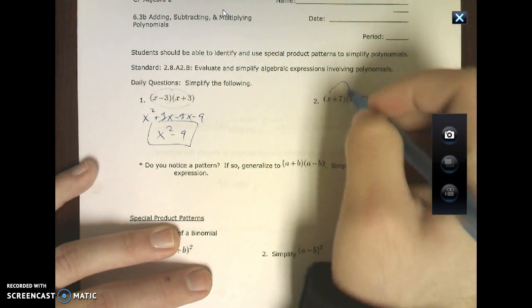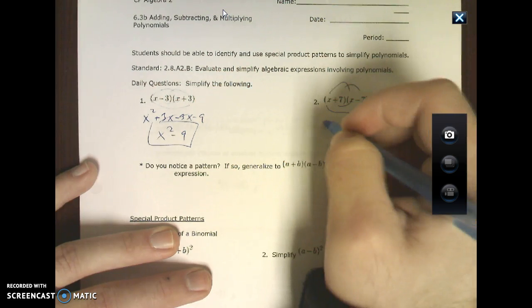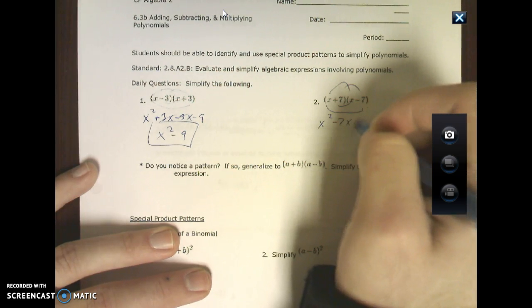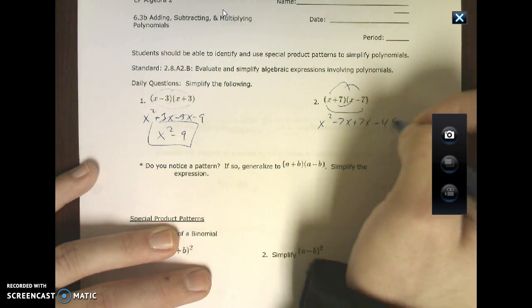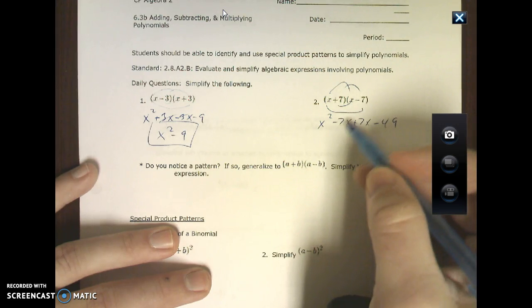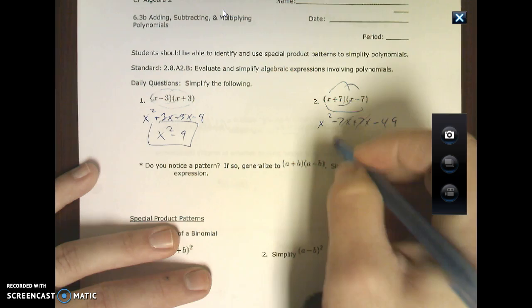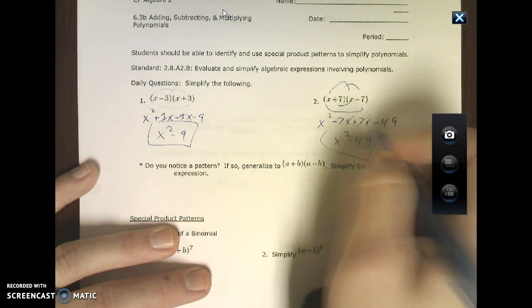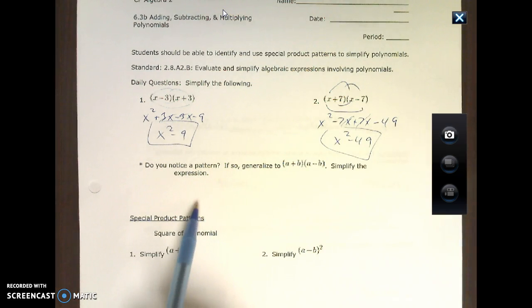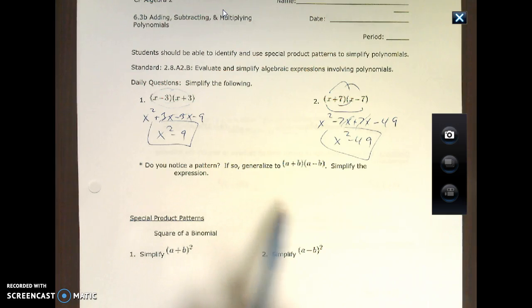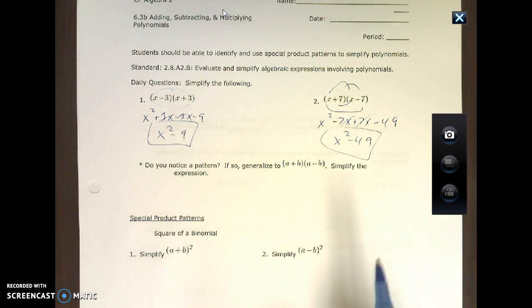Much the same over here. We get x squared minus 7x plus 7x minus 49. My outside and inside terms cancel out, and I'm left with x squared minus 49. Do you notice a pattern? If so, generalize to this. Simplify the expression. Now, guys, take a look at this.